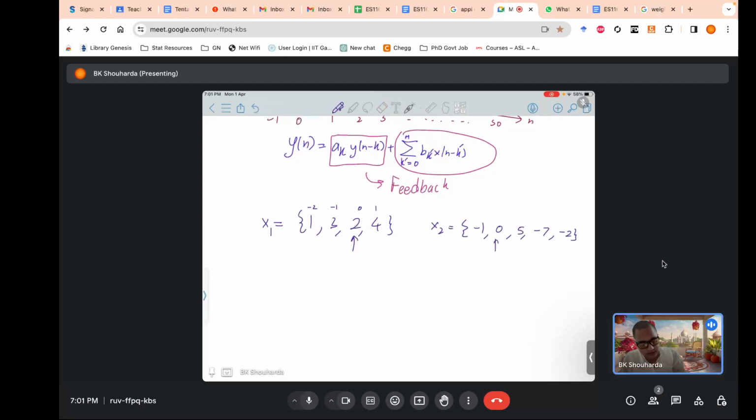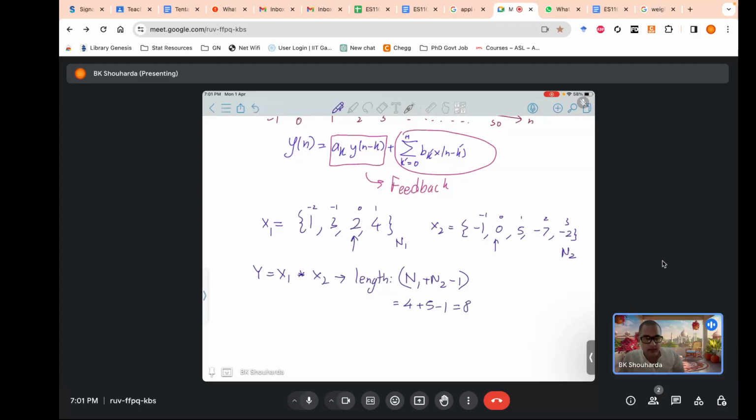This is our 0 index, so this is -1, 0, 1, 2, 3. Okay, so when you have two discrete time signals of length n1 and n2, what will be the length of their convolution? Let's say y equals x1 convolve with x2. The length will be n1 plus n2 minus 1, and in this case it will be 4 plus 5 minus 1.